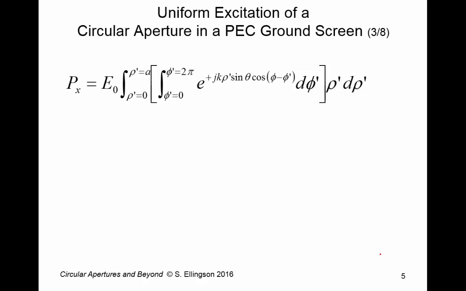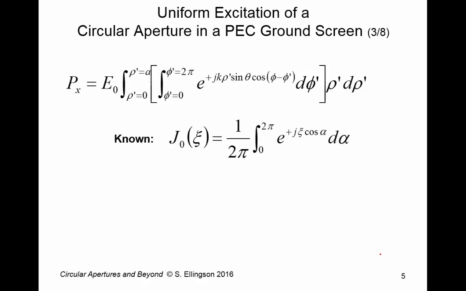Here I've rewritten the expression from the previous slide. You may or may not know that there is such a thing as a zero-order Bessel function. And one of the many ways to specify or to define the zero-order Bessel function is through this relationship. So I'll simply give this to you as a mathematical fact. The zero-order Bessel function as a function of xi is 1 over 2 pi integral from 0 to 2 pi of this phase factor here, which is e to the plus j xi cosine alpha d alpha, and we're integrating over alpha.